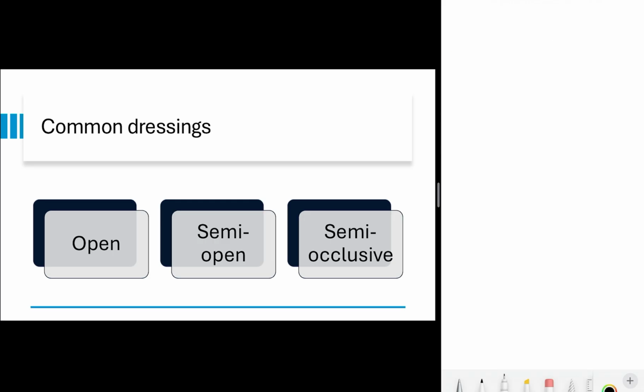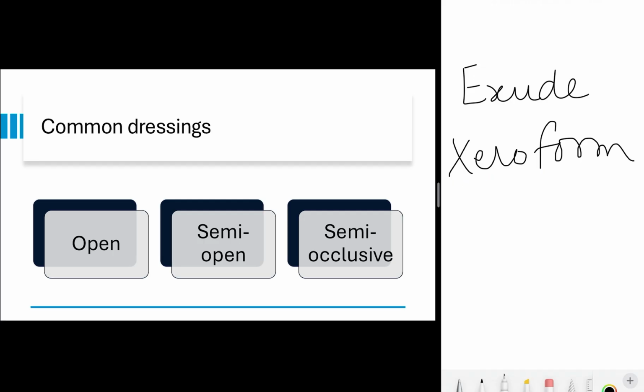Then come semi-open dressings. Semi-open dressings generally do not maintain a moisture-rich environment or provide good exudate control. They are only used in special circumstances. For example, in postoperative wounds, Xeroform over the burn wound harvest area.